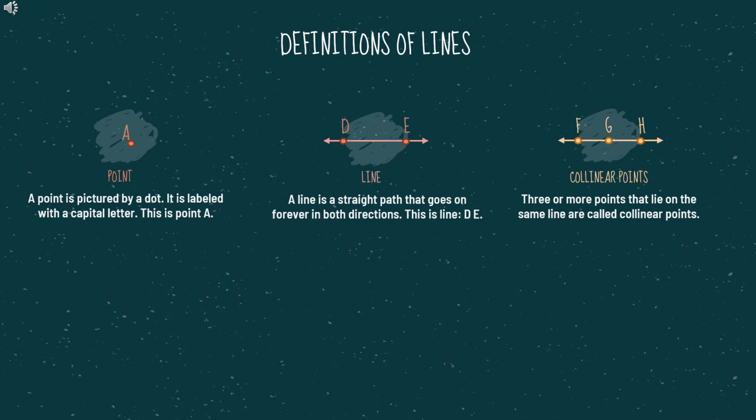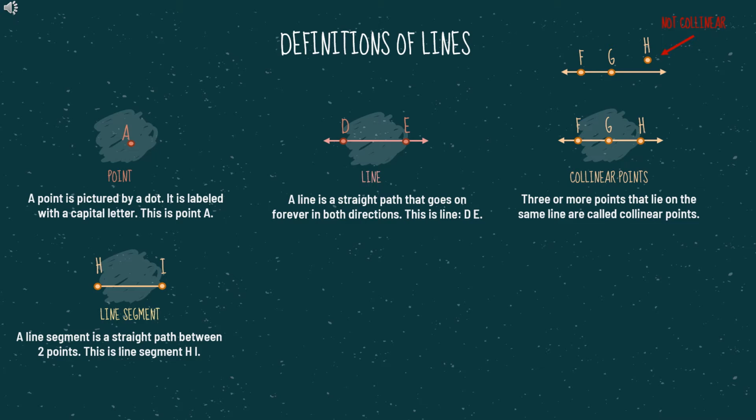Thirdly, we are going to look at collinear points. Collinear points mean there are 3 or more points that lie on the same line. So when we are talking about collinear points, we need to make sure that the 3 points are on the same line. Look at the example above. Can you see that point H is not on the same line? That means that they are not collinear points. There needs to be 3 or more points on the same line.